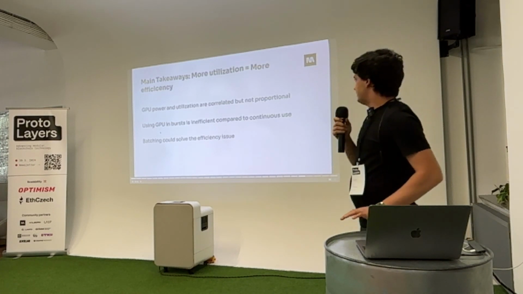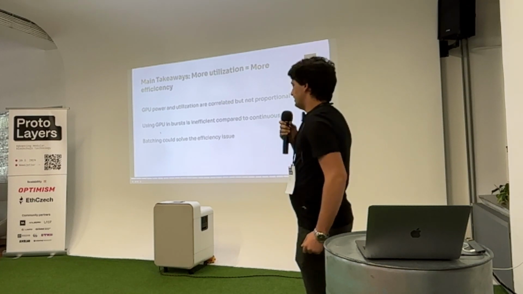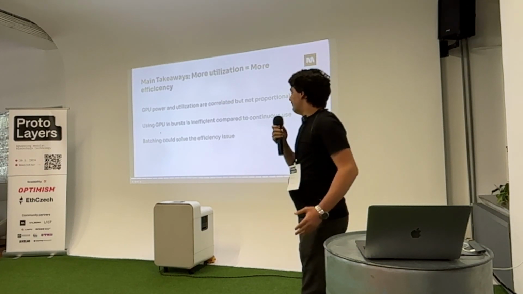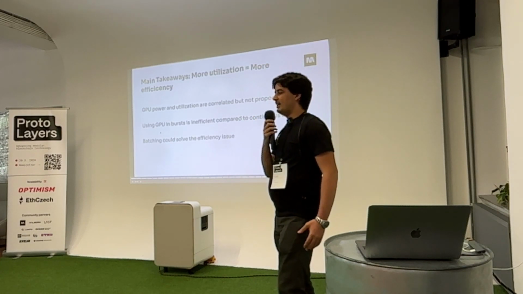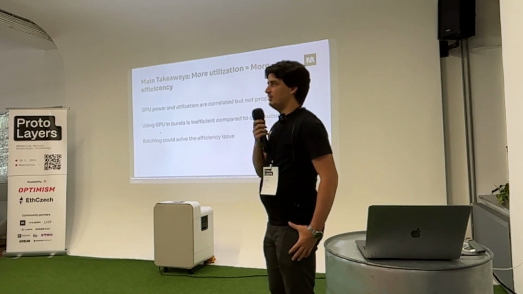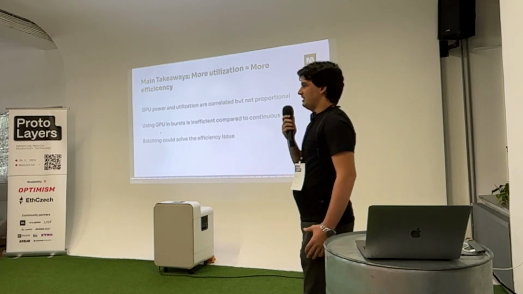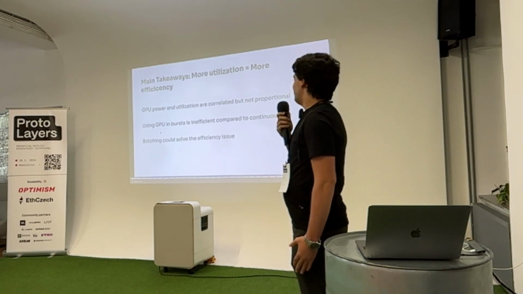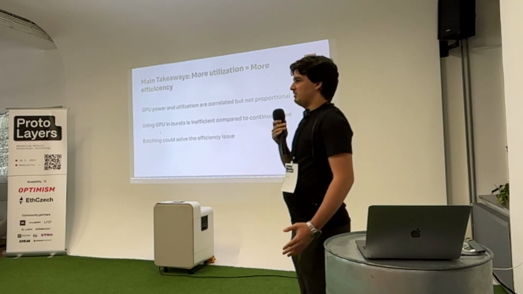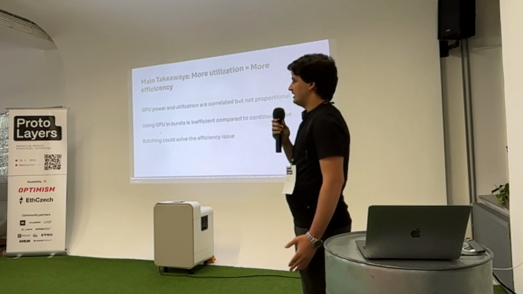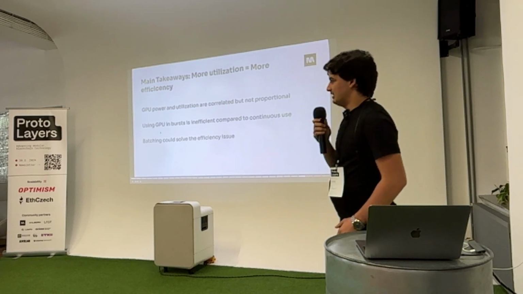And the last takeaway is that more utilization equals more efficiency. I know, seems kind of obvious. But the idea here is that GPU power and utilization, while they are correlated, are not the same. This means that using the GPU in bursts, as we saw in the time evolution, is inefficient compared to continuous use. Therefore, a good solution for this would be to batch all of the ZK primitives together for multiple runs and run them continuously.